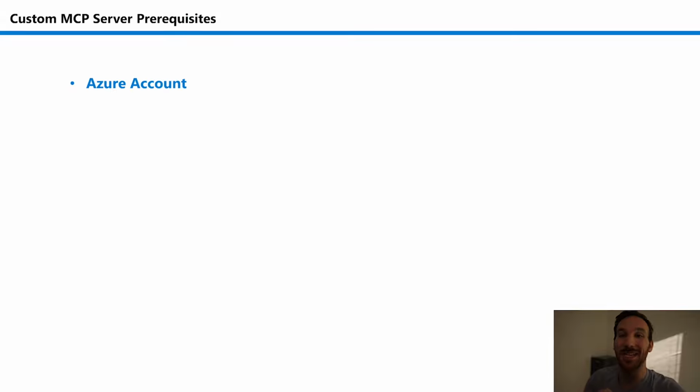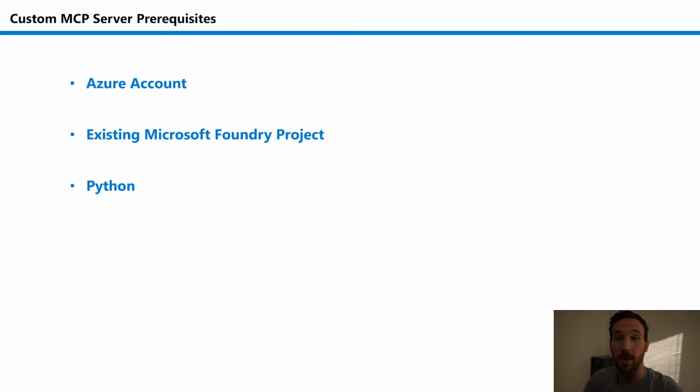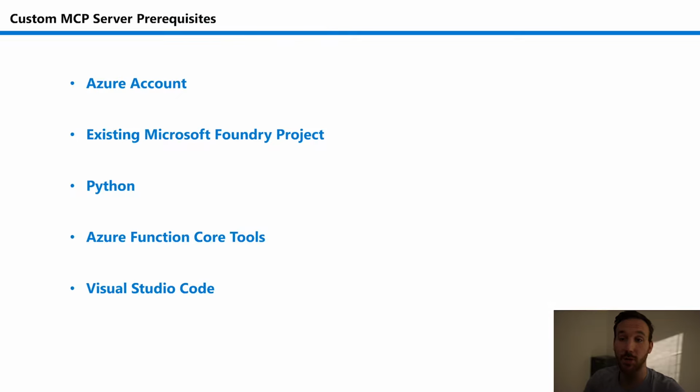To set this up, you'll need a Microsoft Azure account. You'll need a Microsoft Foundry project that's already set up. You'll need Python installed on the machine that you plan to develop on. You'll need the Azure Functions Core Tools CLI also installed on that machine. You'll need Visual Studio Code if you want to test your MCP server using Visual Studio Code. I'll be doing that in this video. And optionally, you'll need Node if you want to test your MCP server using the MCP Inspector. I'll also show you how to do that. You can find links to download these in the description.